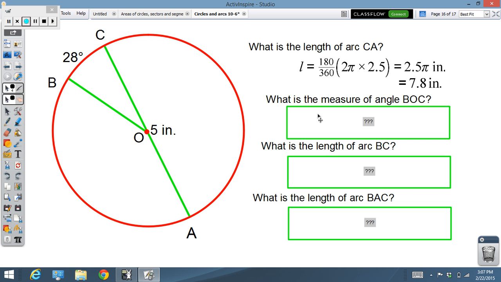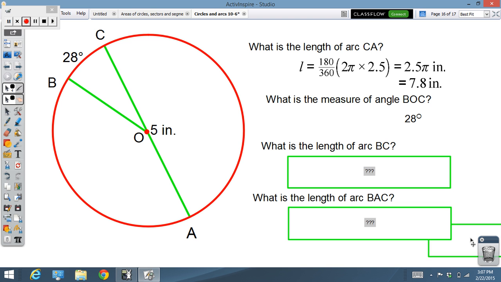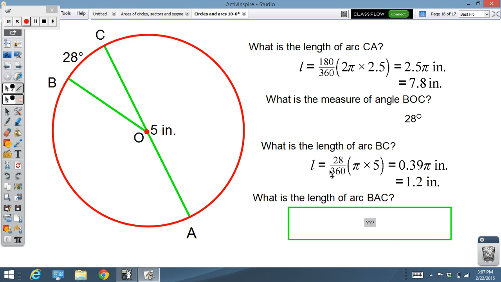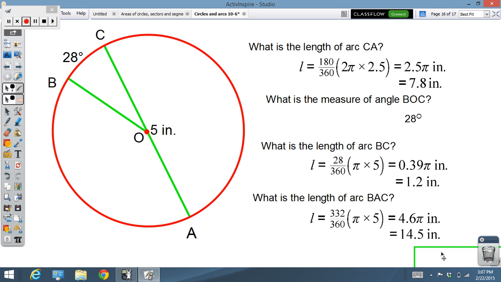Continuing on, BOC, measure is 28, but the length of arc BC, 28 divided by 360 times pi times d, left in terms of pi, multiplied out, and finally the length of arc BAC all the way around, except for that 28 degrees, 360 minus 28, 332 divided by 360, multiply it out in terms of pi and in total inches. All right, got it.